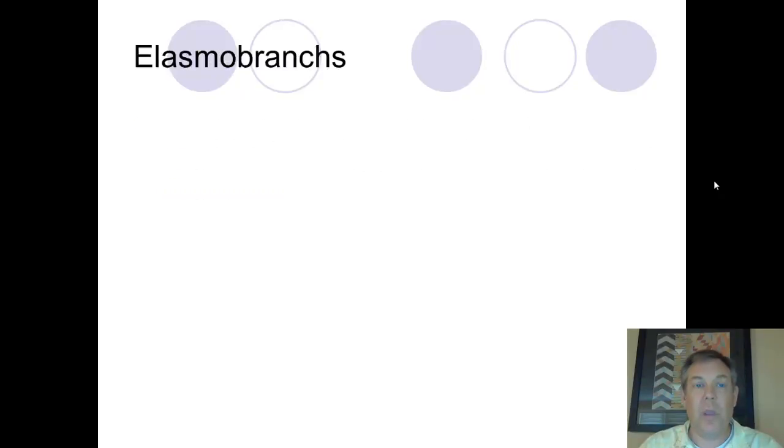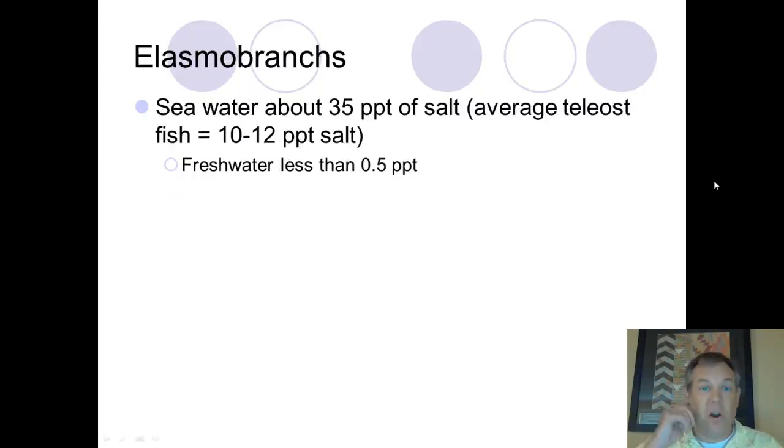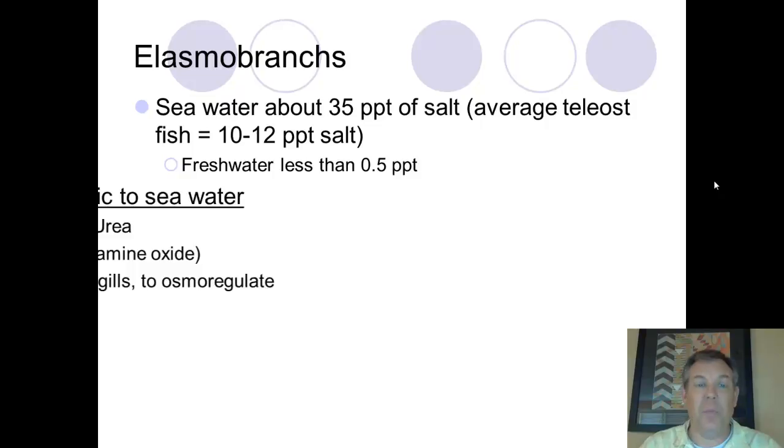All right. Now, if you look at the elasmobranchs, your sharks and that, they actually are different than the teleosts. They live in seawater, but they are actually hyperosmotic to the seawater. Seawater is roughly 35 parts per thousand. Your average teleost fish is about 10 to 12 parts per thousand of salt. That's just kind of a rough estimate. Freshwater is less than a half a part per thousand.